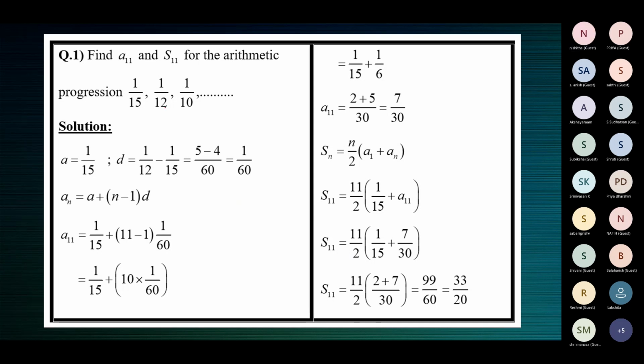Supposing the question was only to find S11, and you were not asked to find A11. Then if you write this formula, we are not finding this, we are not finding this. Supposing we have to find only S11.